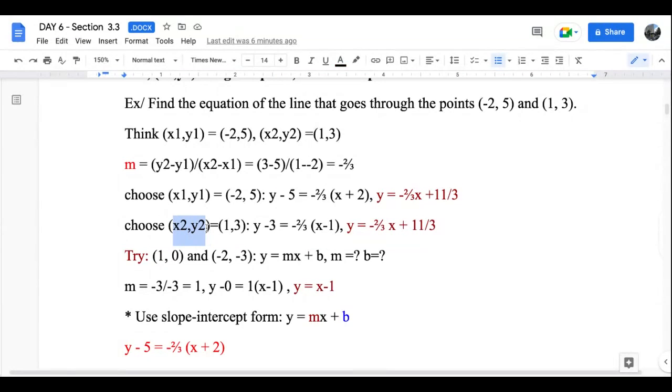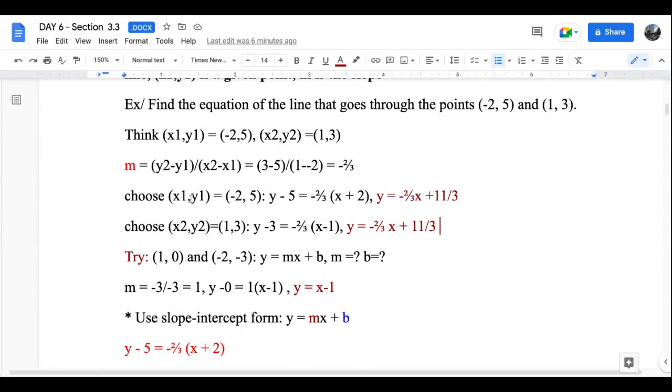If we choose the second point, x2, y2, which is (1, 3), we get y minus y2, right? y minus 3 equals slope times x minus x2. We simplify it, and we see exactly the same result, the slope-intercept form. So those two are exactly the same, right? Which means it doesn't matter which point we choose to use in the point-slope formula once we have found the slope.